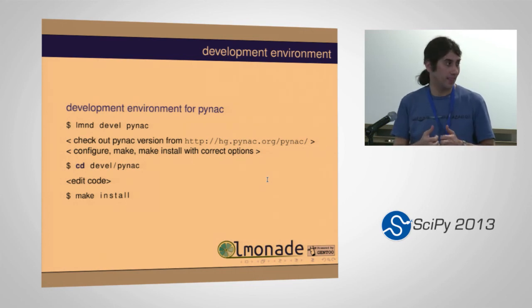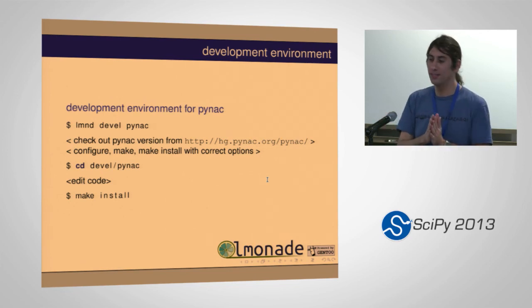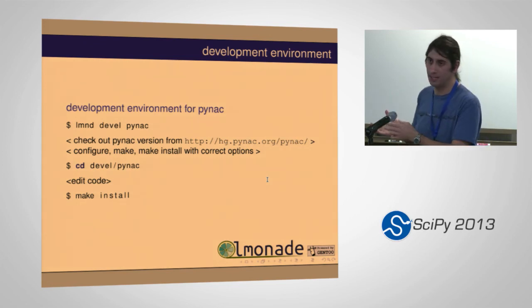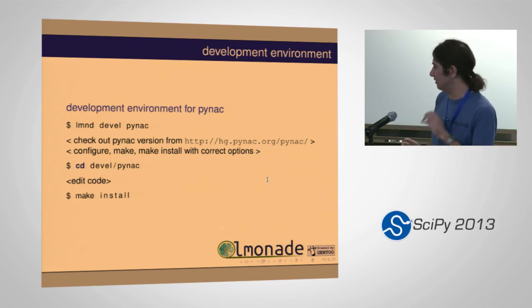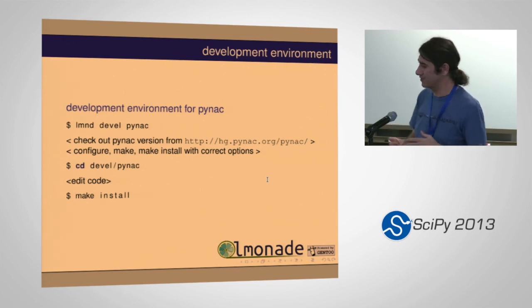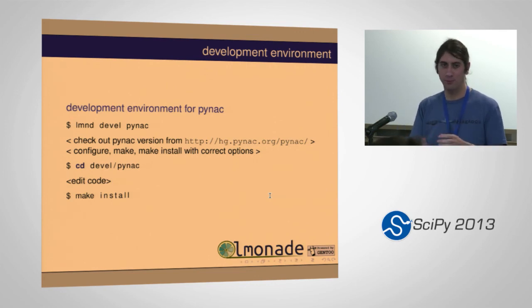The right options are not that trivial. When you consider that you're putting everything in a different prefix, you have to specify the prefix, libdir, and all these things. And if there are dependencies, so pynac has to detect Python, for instance, it has to find these in the path. So it's not that trivial. But of course, these are straightforward. The main point is if you do this on your computer, and then you need to do it on your colleague's computer, then a supercomputer, it gets cumbersome after a while, so it's good to have all this scripted.